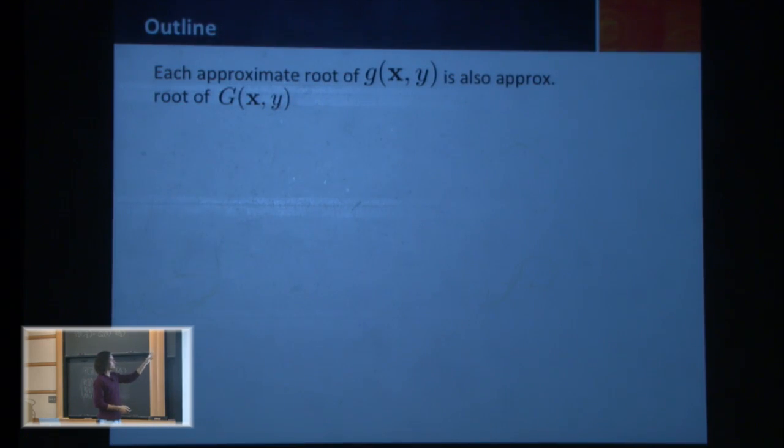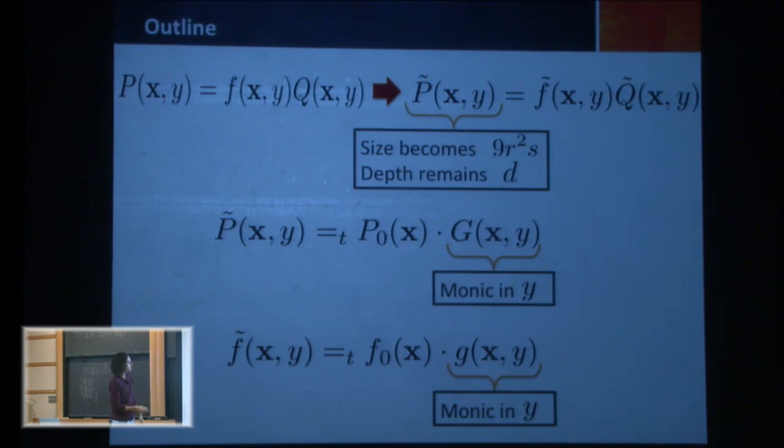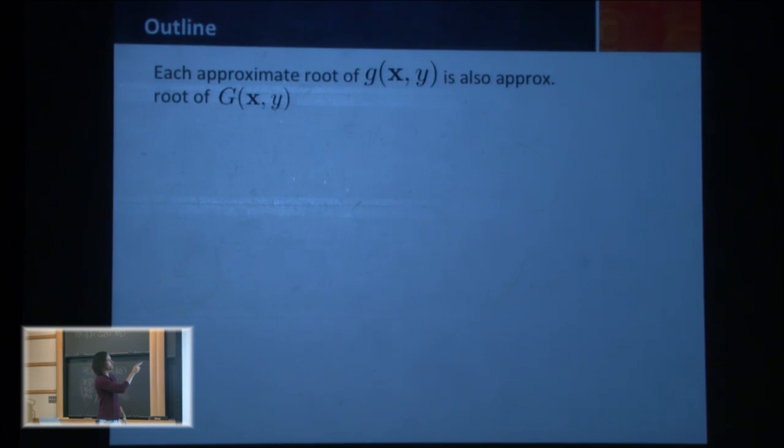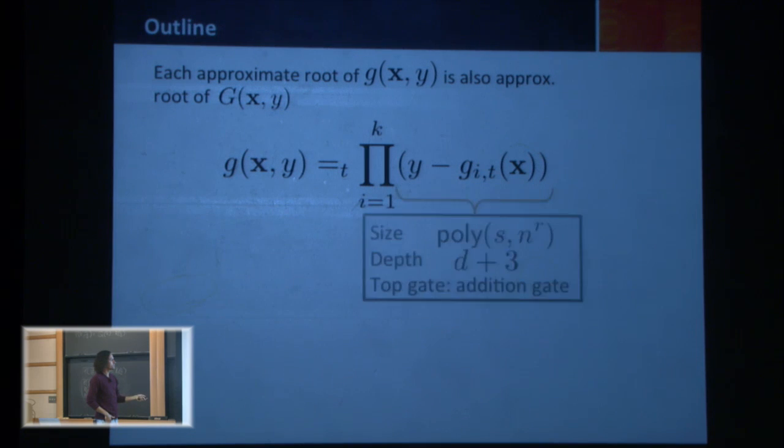Now, we have the little g and the capital G. Notice that each approximate root of little g is also an approximate root of capital G. So if I find the approximate roots of little g from the axis that I have to capital G(X,Y), then we know that little g of (X,Y) is equal up to degree T to the product of the approximation of the roots.